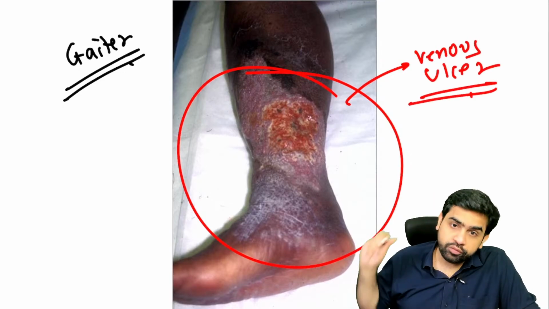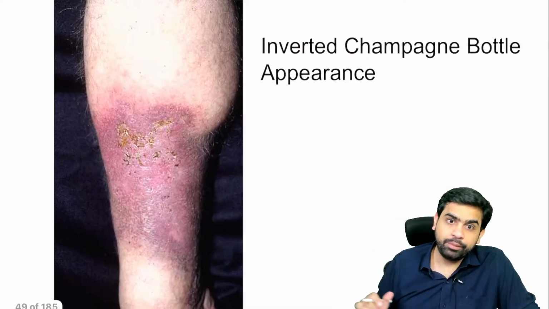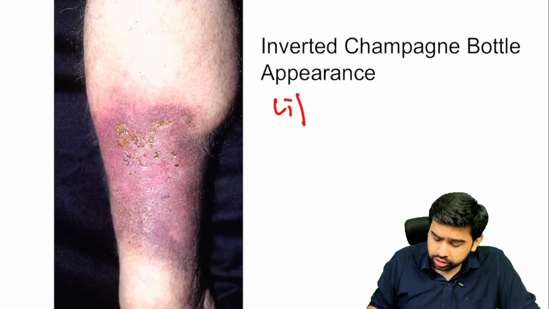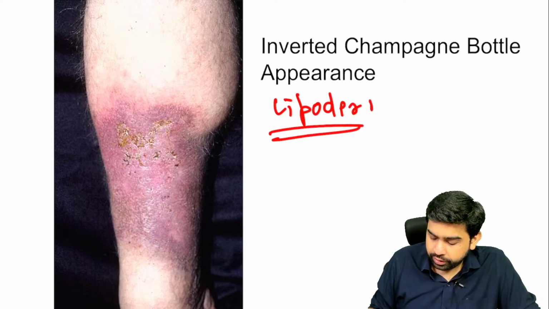Do not mess up this image. It's a very, very important image and can be asked to you. What is this? This is lipodermatosclerosis. What kind of appearance do you get over here?